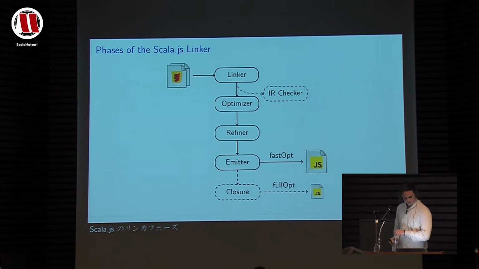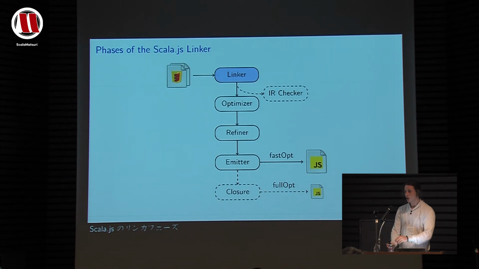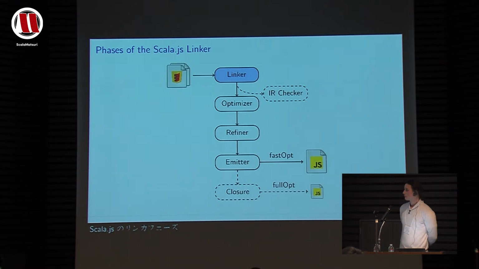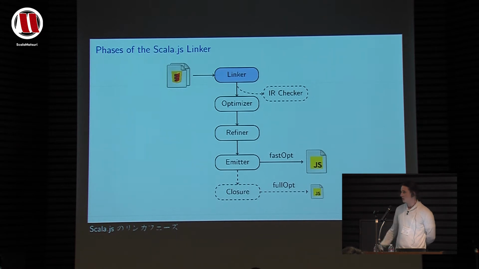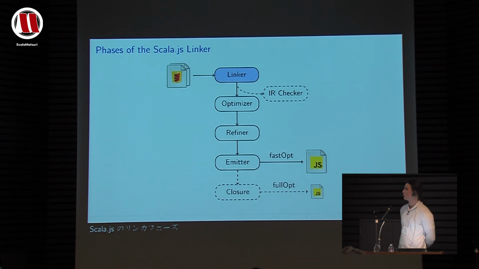And after the refiner, we come to the emitter. And the emitter is the phase that actually generates JavaScript code. So it's again a translation phase. Then we have JavaScript. Optionally, you can run this through the Google Closure compiler. It will just apply a couple of other optimizations to make essentially smaller code. Okay, so let's see how our example propagates through this whole thing.